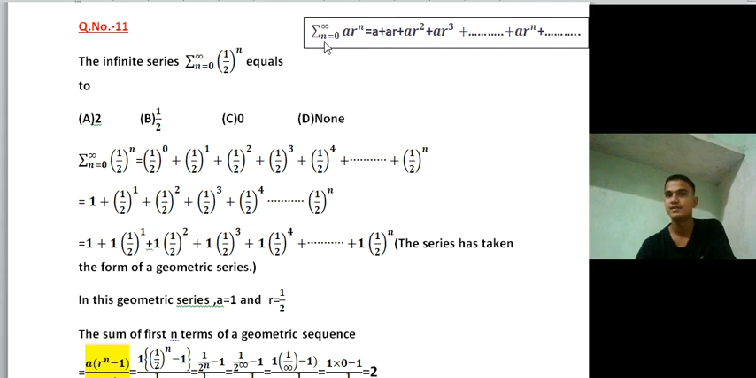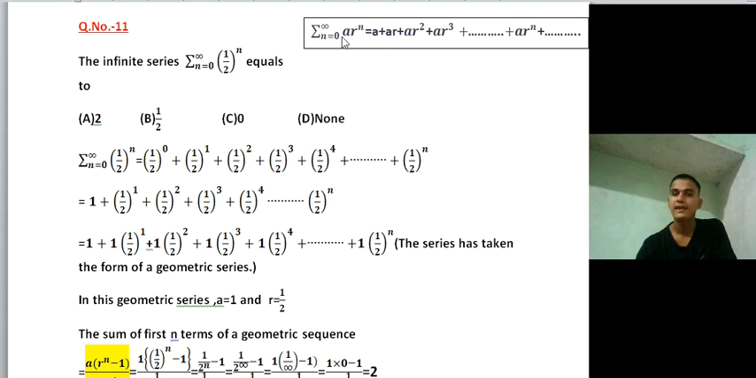A geometric series is the summation n equal to 0 to infinity of a r to the power n, which is equal to a plus ar square plus ar cube plus dot dot dot plus ar to the power n plus dot dot dot. Okay, so here this is 1 by 2 to the power n, so we can write it as 1 into 1 by 2 to the power n. So here this is a, here it is 1, here it is r, and this is 1 by 2.